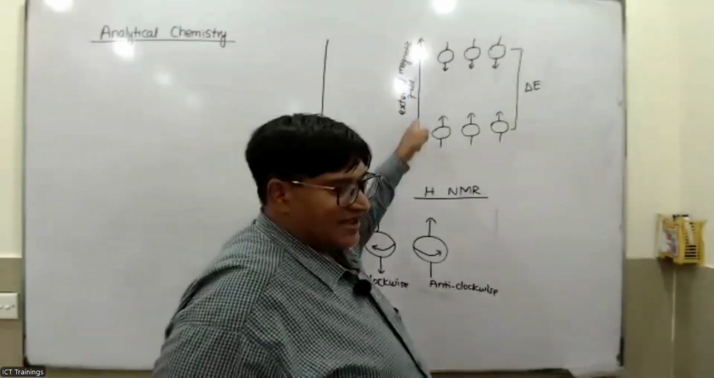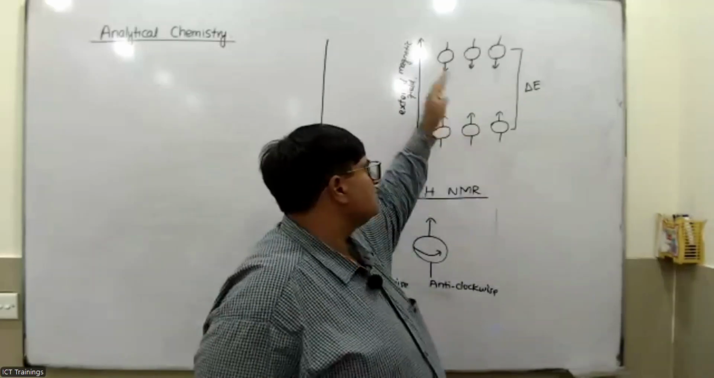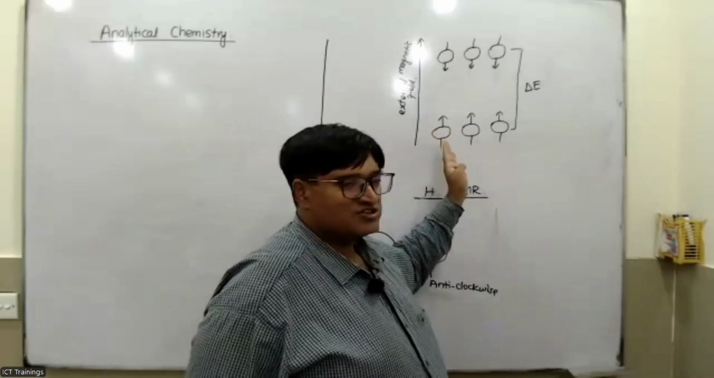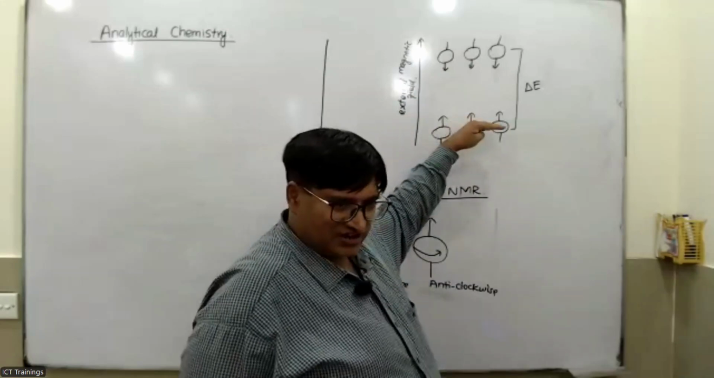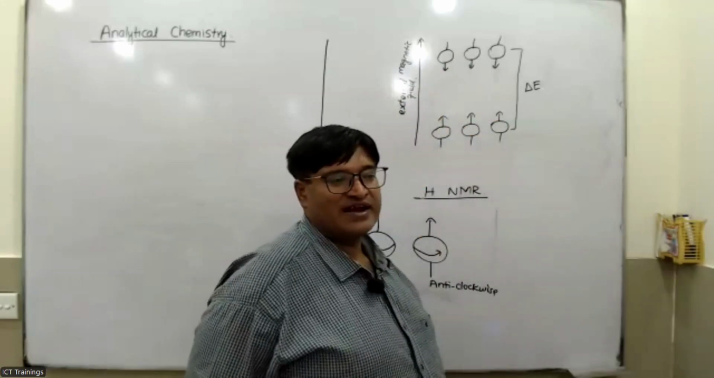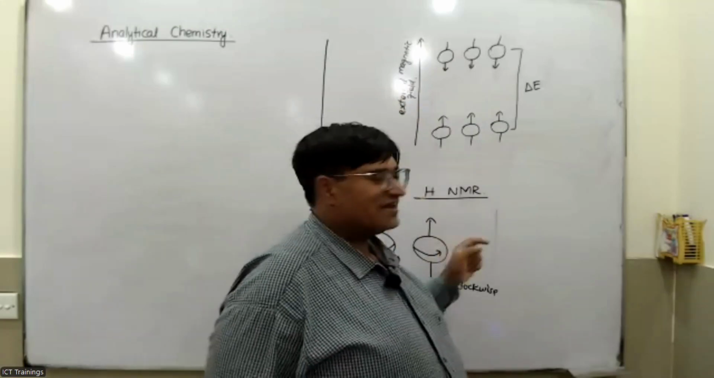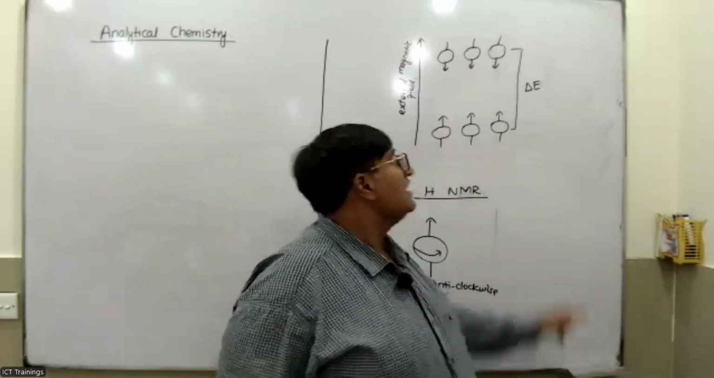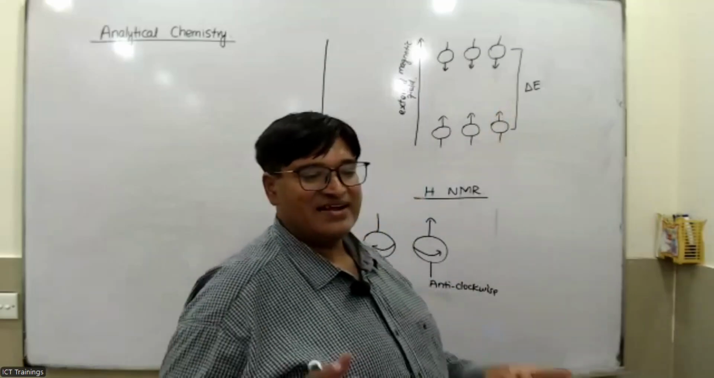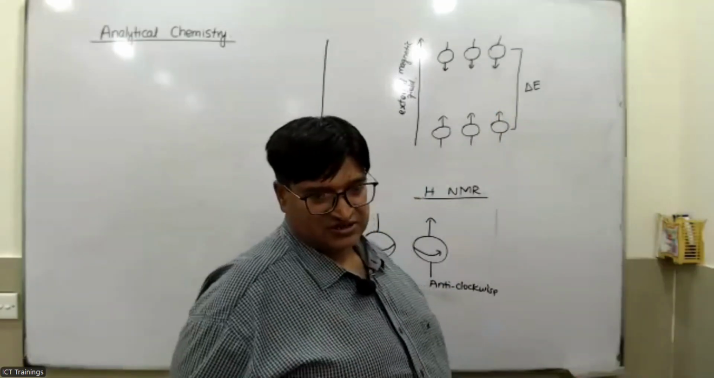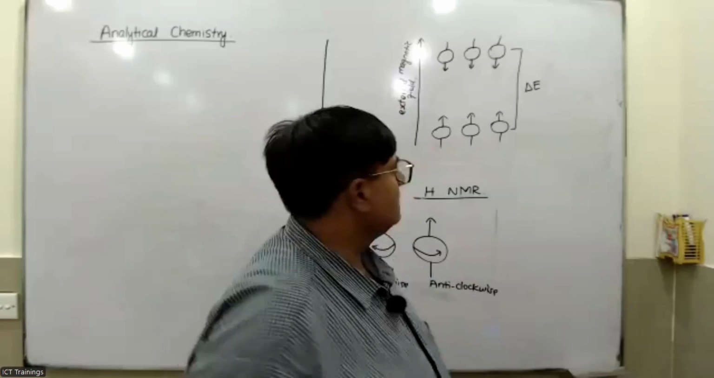But as soon as you apply the external magnetic field, the two spin states adjust themselves at two different energy levels. Those spin states whose magnetic field aligns with the external magnetic field would be at low energy level. And those spin states whose magnetic field is reverse or opposite to that of the external magnetic field would be at high energy level. The difference of energy between those two spin states is delta E, and delta E could be increased or decreased by changing the strength of the external magnetic field.